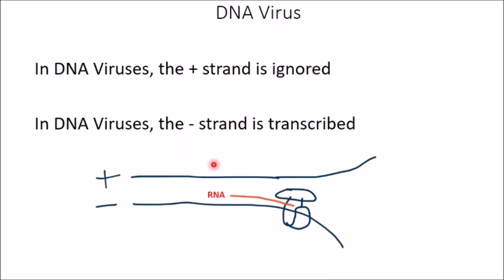So in this case, again, the negative strand is transcribed, whereas in RNA viruses, the negative strand had to be converted into a positive strand for you to get translation of that strand. But in DNA viruses, the negative strand is actually the one that's the big player. It gets transcribed into RNA, and then it gets translated.